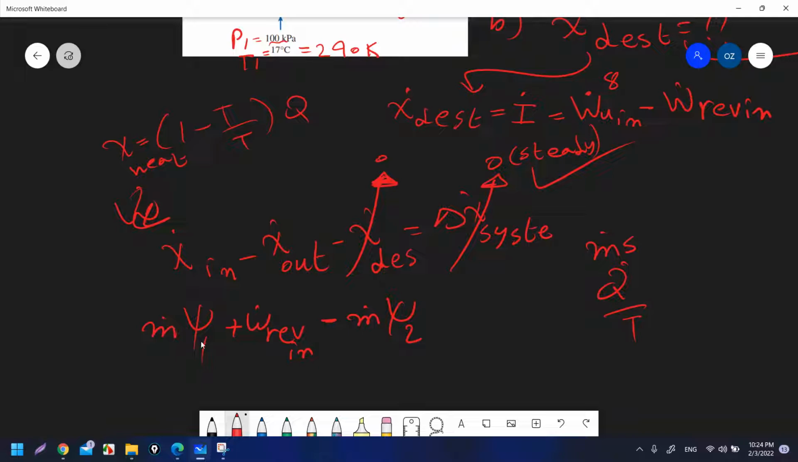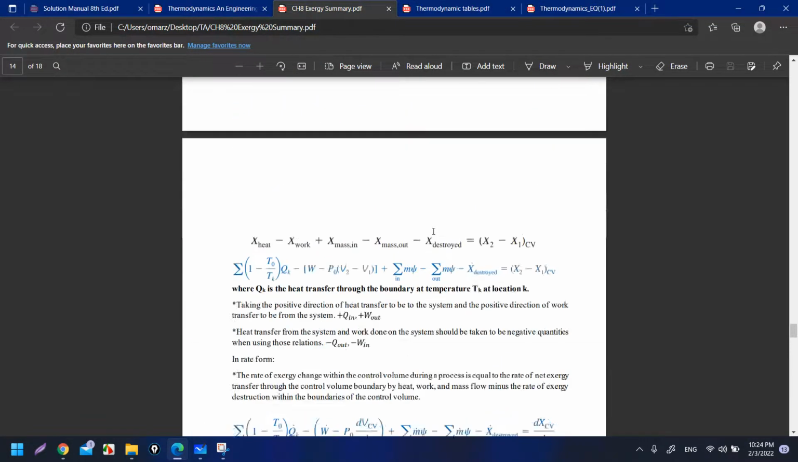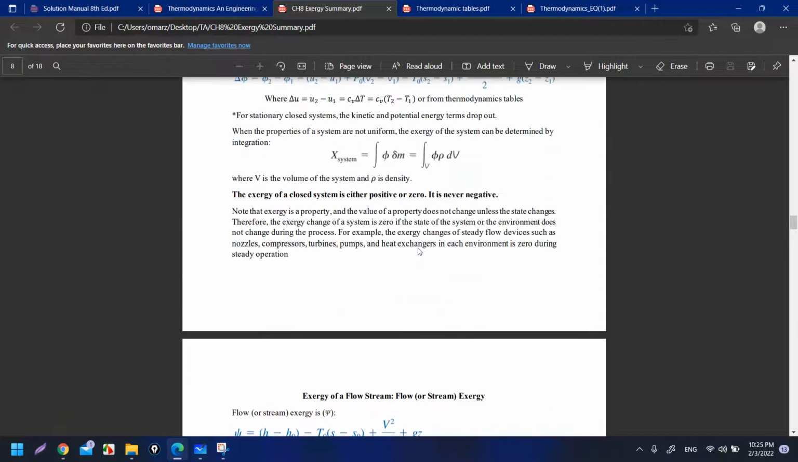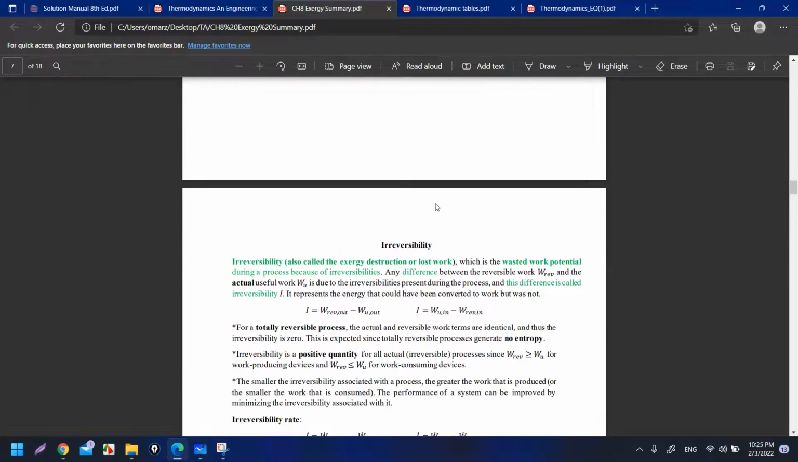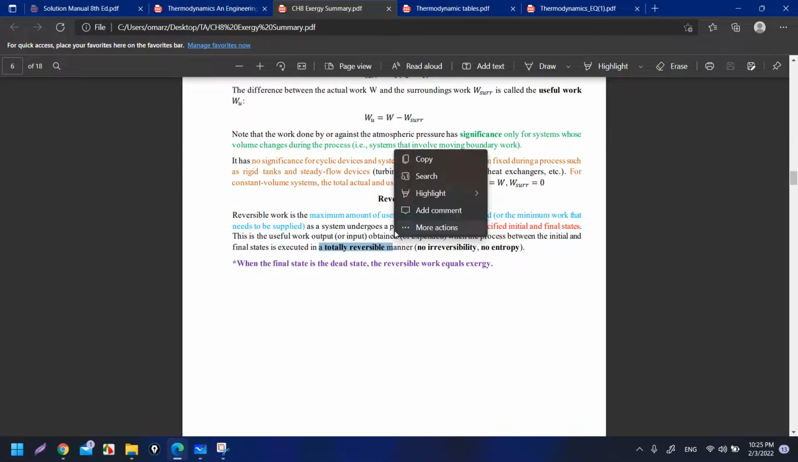What is the meaning of work reversible? What is the definition of work reversible? Work reversible means the maximum in work producing devices and the minimum in work consuming devices. Reversible work is the maximum amount of useful work that can be produced, or the minimum work that needs to be supplied, as the system undergoes a process between two specified initial and final states. This useful work output or input is obtained when the process between the initial and final state is executed in a totally reversible manner. No irreversibility, no entropy generation. Totally reversible means there is no irreversibility.